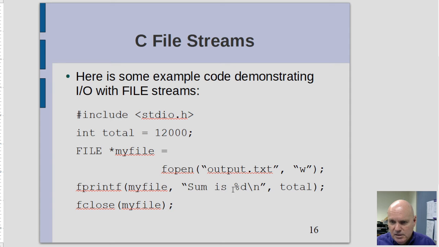So it'll print ASCII text. The %d specifier says convert this variable from binary to its ASCII decimal representation and write that out to the file. And then finally we close the file.